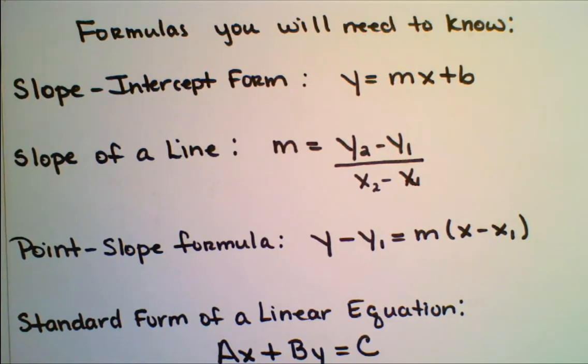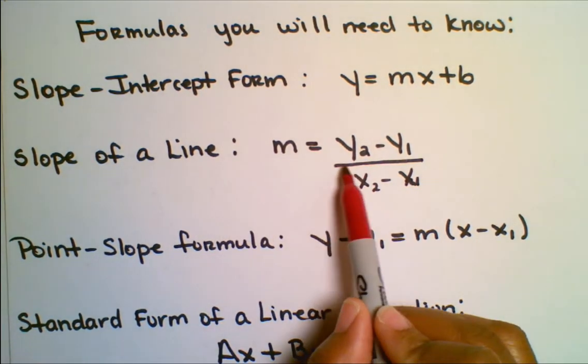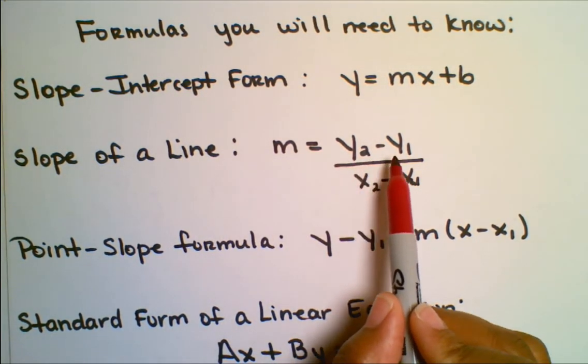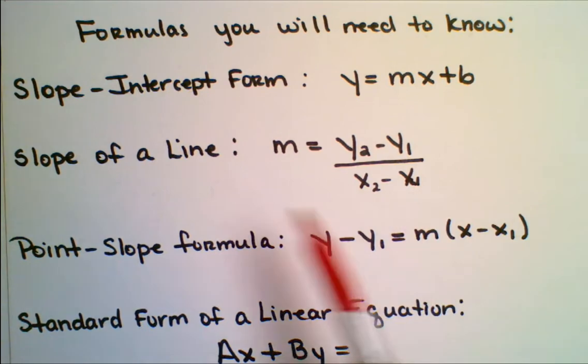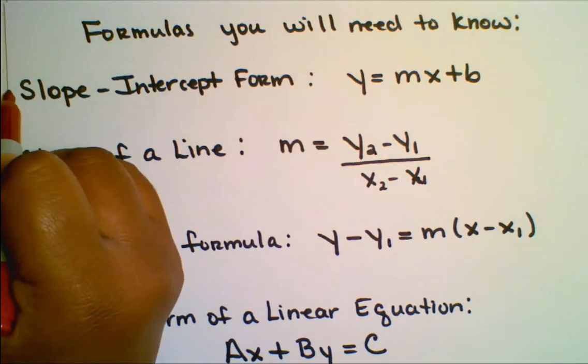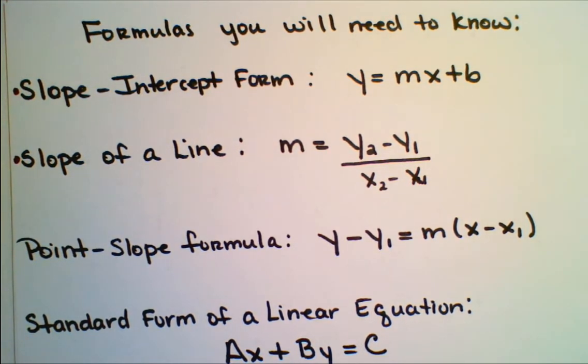All right, formulas you will need to know for this section of equations of a line. Let's go back over the formulas that you already know, which is the slope-intercept form, y is equal to mx plus b. The slope of a line equation, m is equal to y sub 2 minus y sub 1, all over x sub 2 minus x sub 1. We've already covered those two formulas from a previous section in the graphing section.